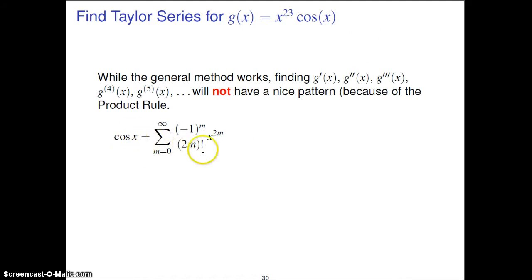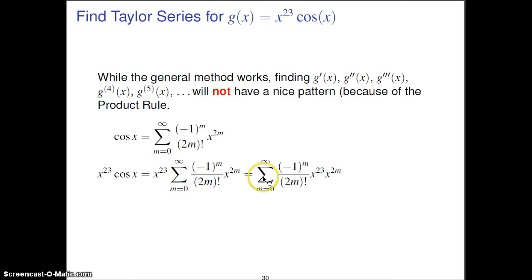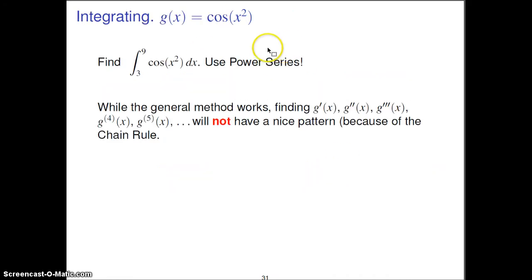Well, here was that short compact form of the Maclaurin series of cosine of x. You can multiply by x to the 23rd on both sides, and then just by doing some algebra, you can distribute x to the 23rd into these infinitely many terms that you're adding together. So by the distributive law, this x to the 23rd moves in here. And then finally, just using some algebra, you can rewrite this as x to the 2m plus 23. Same sort of thing. We're going to look at integrating. So we could integrate the function cosine of x squared using power series.